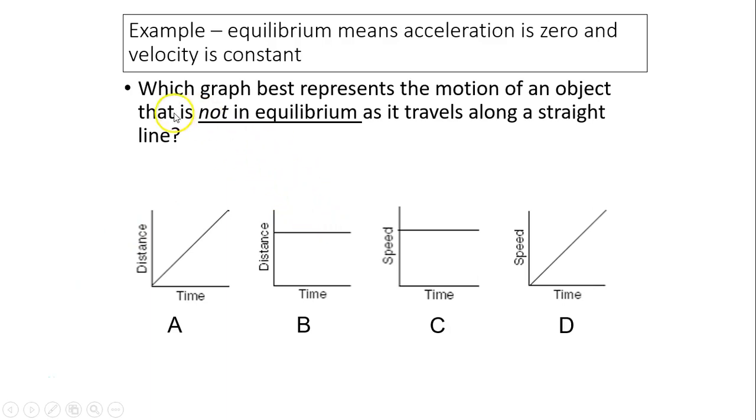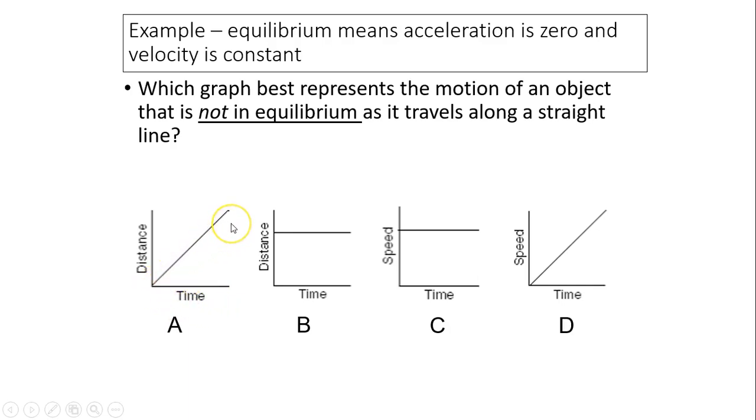Another equilibrium question. This is the opposite. Which graph best represents a motion that is not in equilibrium? In other words, which one tells you velocity is increasing and acceleration is not 0? Let's take a look at the first graph. This is distance versus time. What's the difference between distance versus time and displacement versus time? In distance versus time, the slope is speed. In displacement versus time, the slope is velocity.